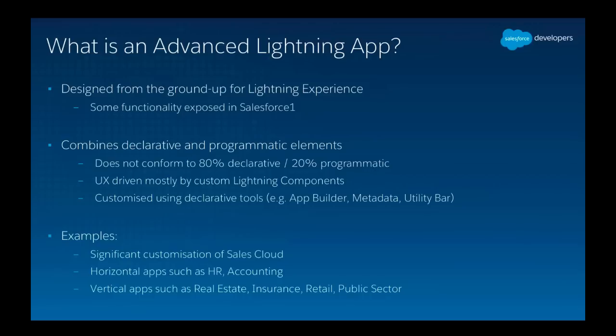This said, even though we're using a lot of programmatic elements, these apps are still highly customizable by using declarative tools to determine which components are available where, which attributes they have, and potentially even leveraging metadata to configure them further. You can see some examples of potential advanced Lightning apps at the bottom. So something that heavily customizes Sales Cloud, horizontal apps such as HR, accounting, vertical apps such as real estate, retail, public sector, and so on.